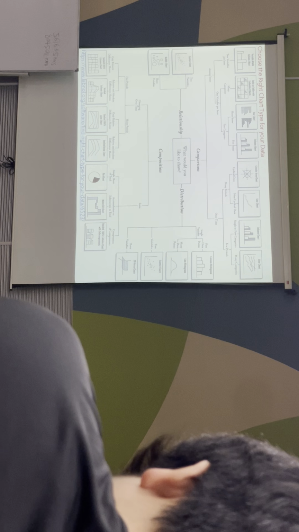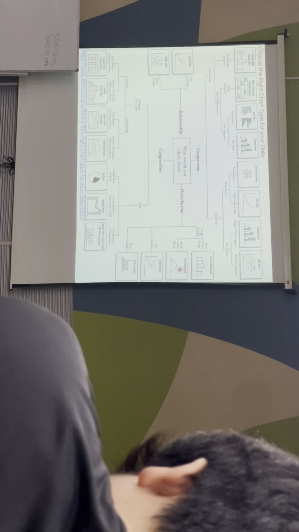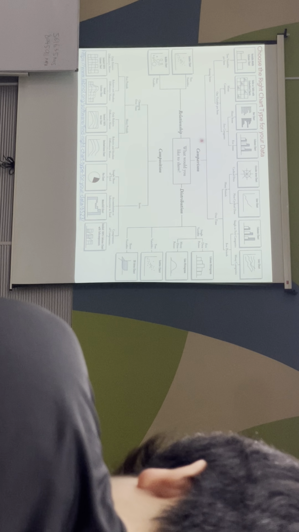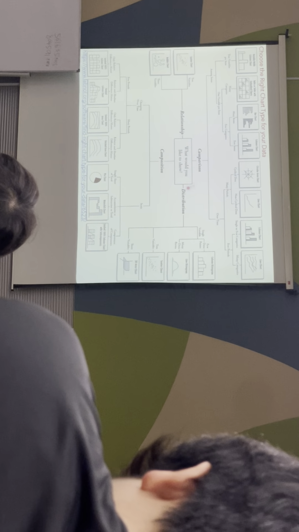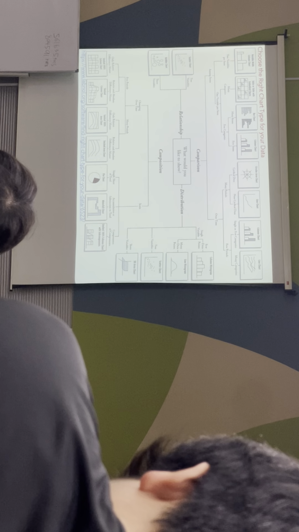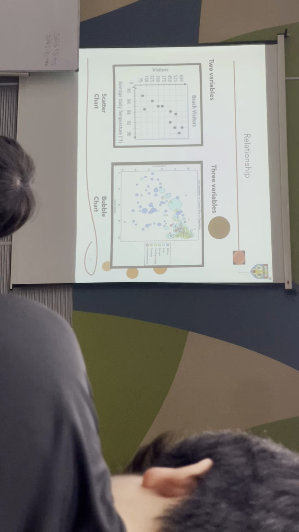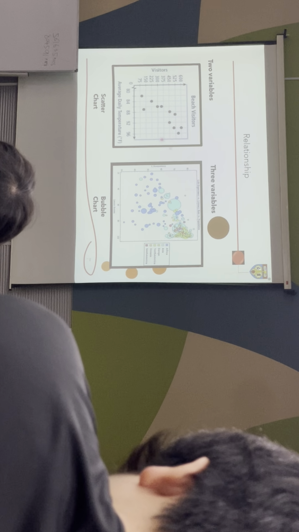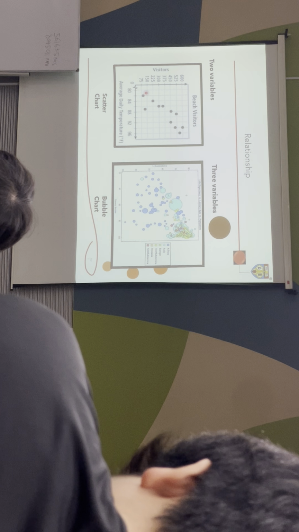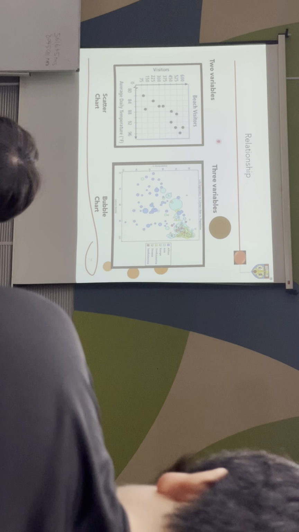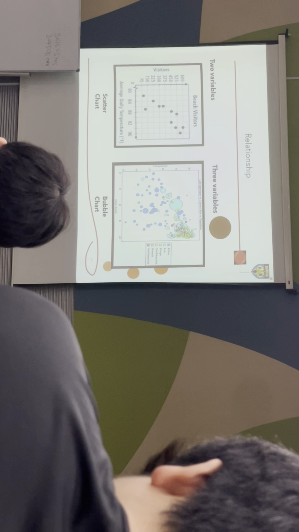Okay, and then this is the example of graphs that you can use. So first thing is you need to consider these 4 criteria: relationship, comparison, distribution, and also composition. Okay, let's say you want to measure the relationship between 2 variables, so you can use scatter plot or scatter chart.